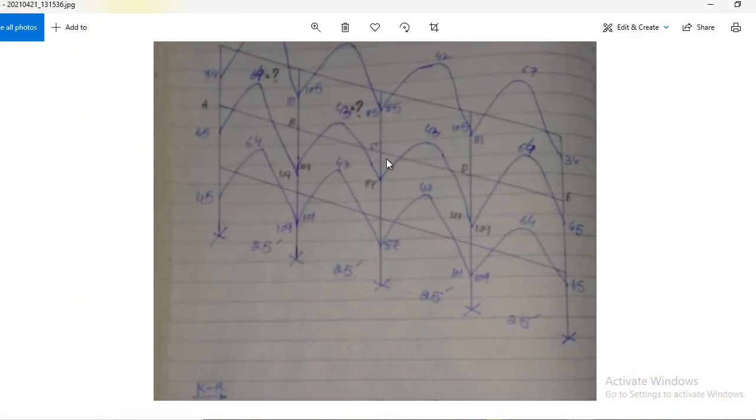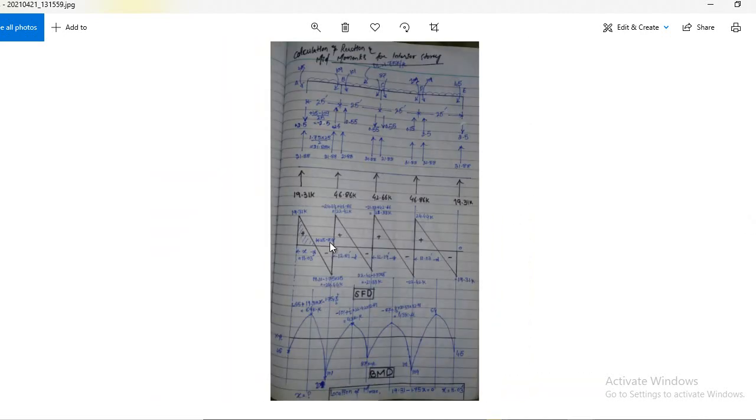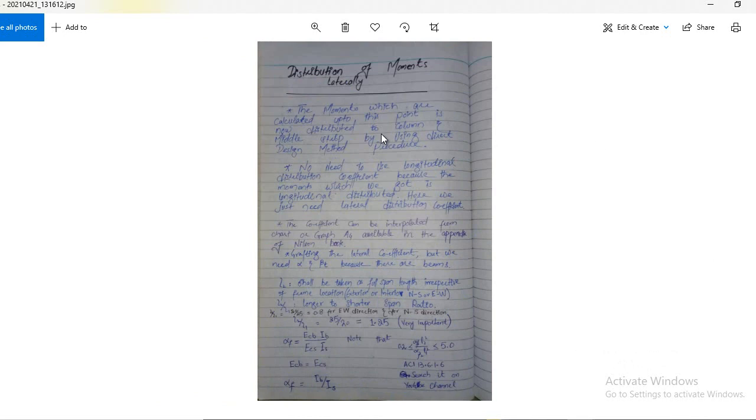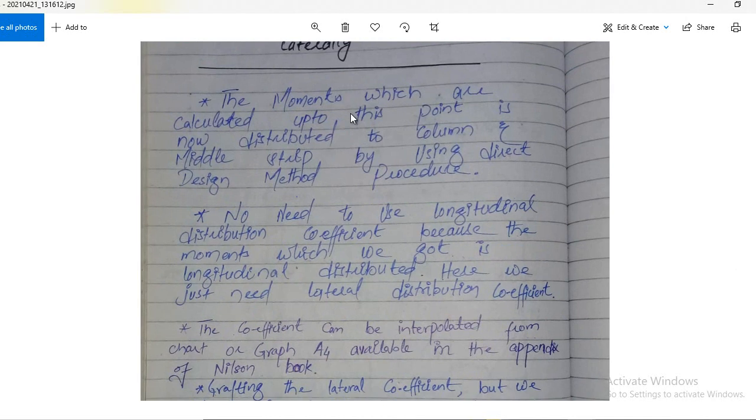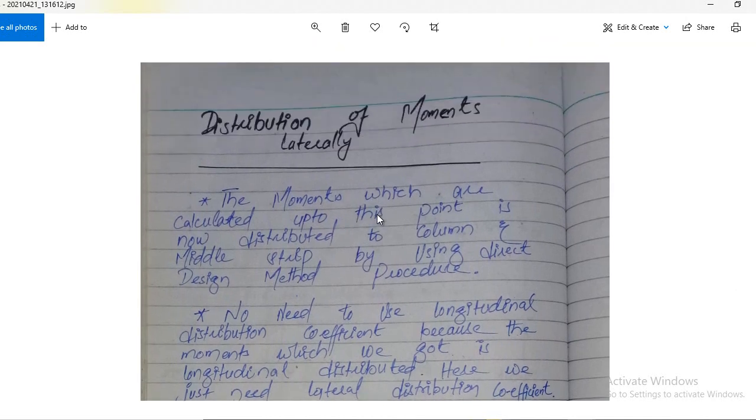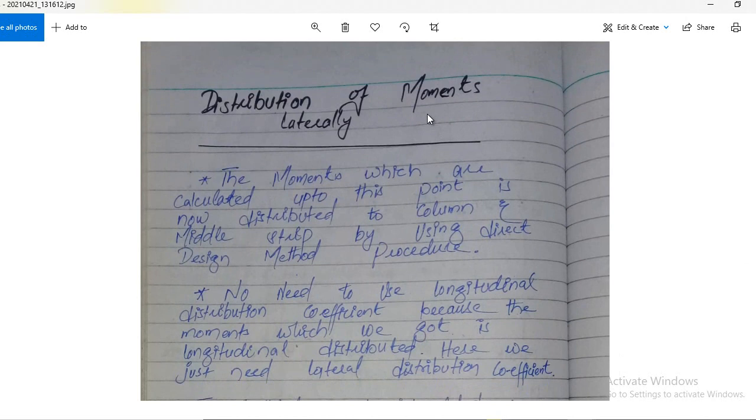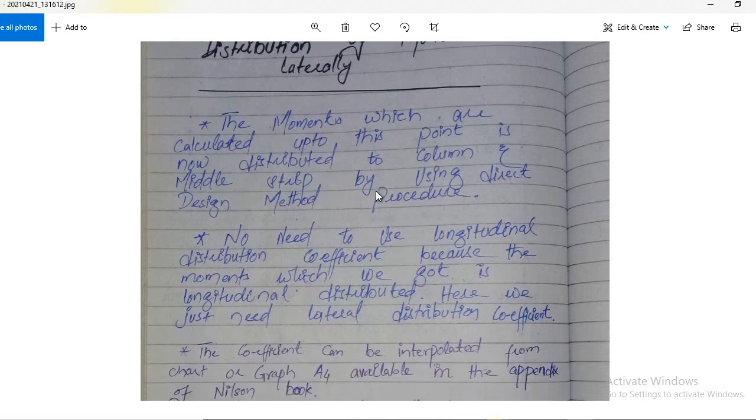Okay, we finished this one. Clear? And we already finished this one, and now we have this one. Clear? So what we have further is the distribution of moments laterally. Clear? So remember, these points are very important to understand.